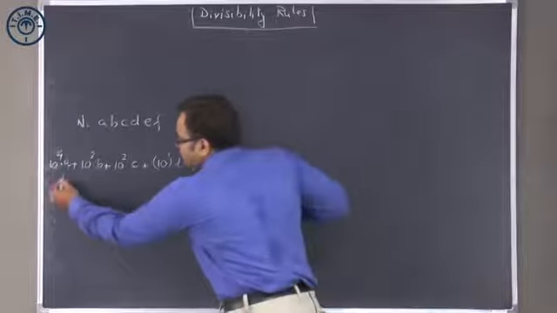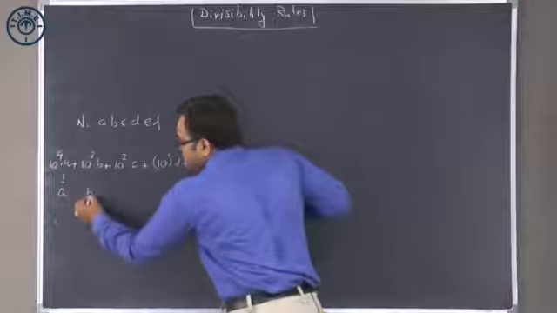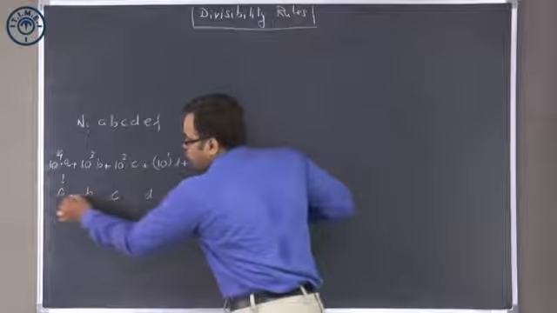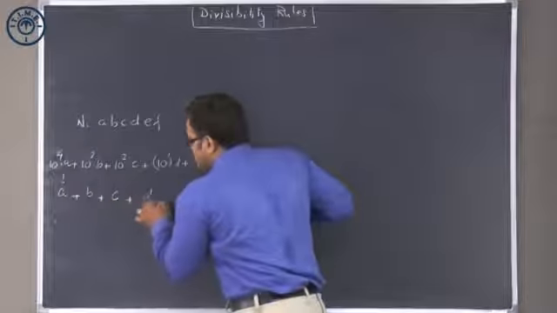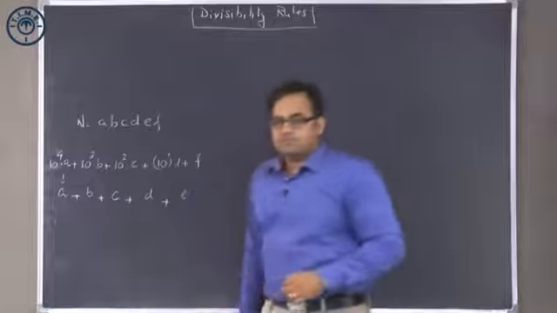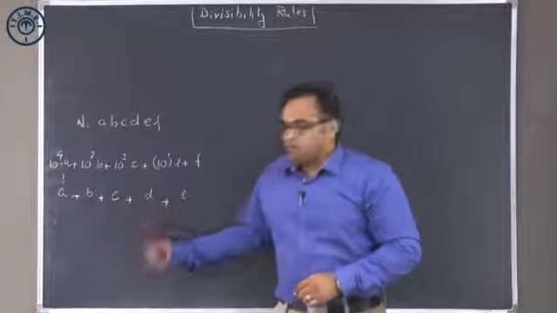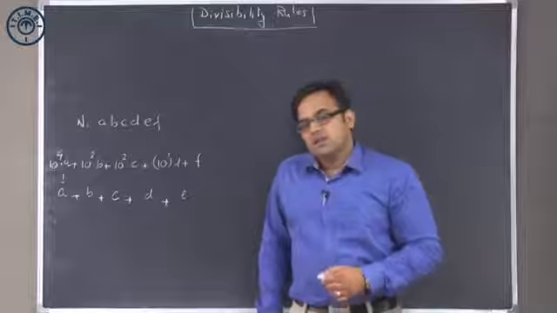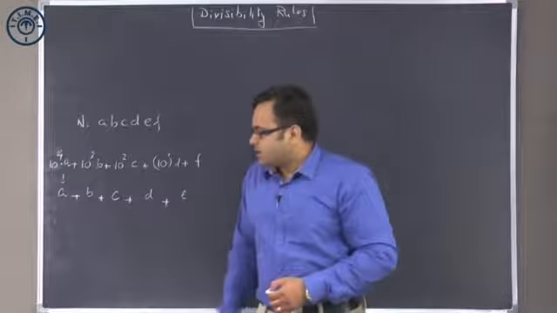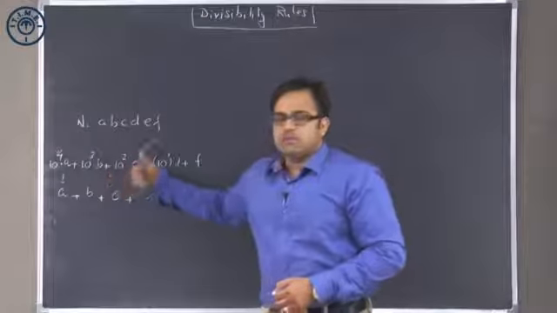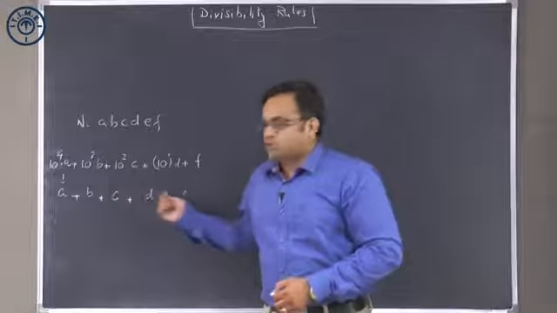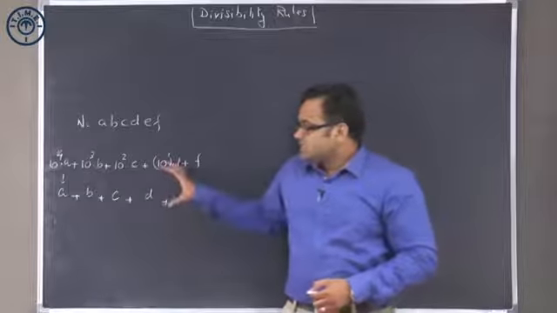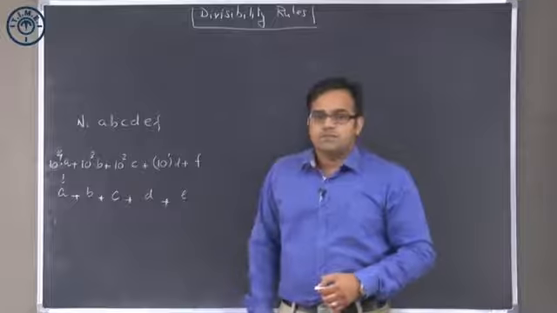So the remainder from here would be a, similarly this will be b, this will be c, this will be d, this will be e. Overall the remainder becomes a plus b plus c plus d plus e. So therefore, the divisibility rule for 9: if the sum of the digits of a number is divisible by 9, then the entire number is also divisible by 9. Similarly, if I was to divide 10 by 3, the remainder would also have been 1. So therefore, for 3 also the divisibility rule would have remained the same. This concept is very, very important.